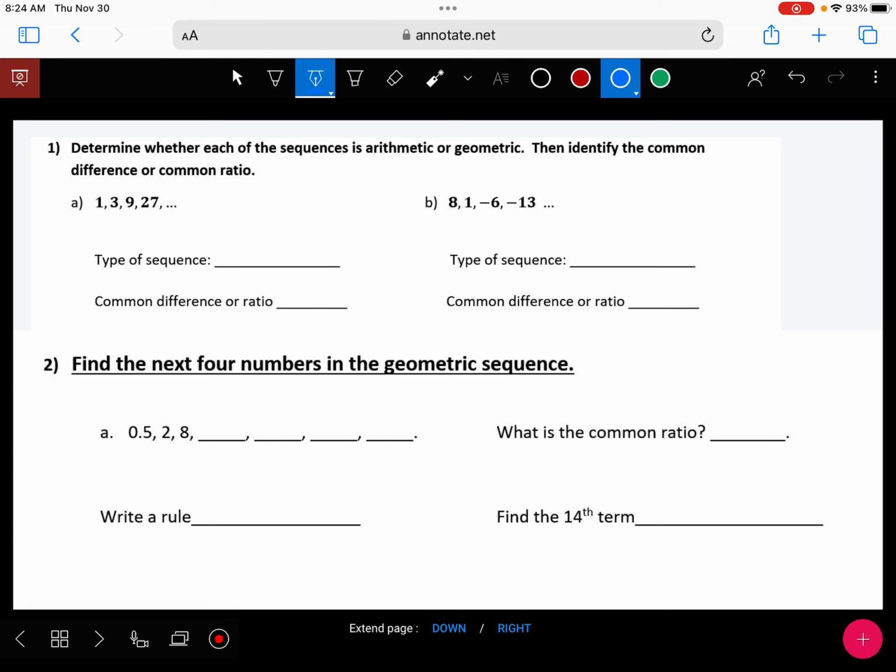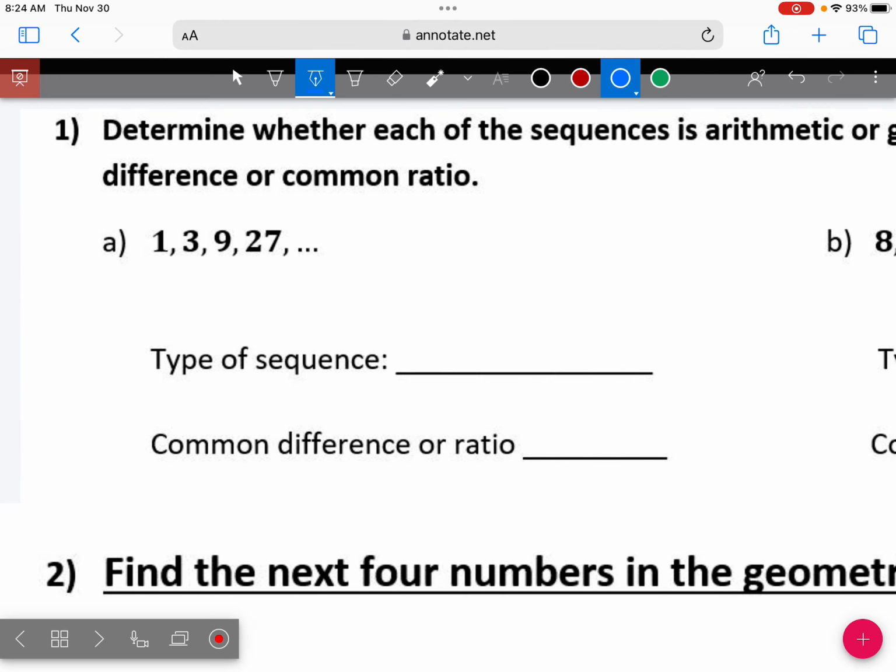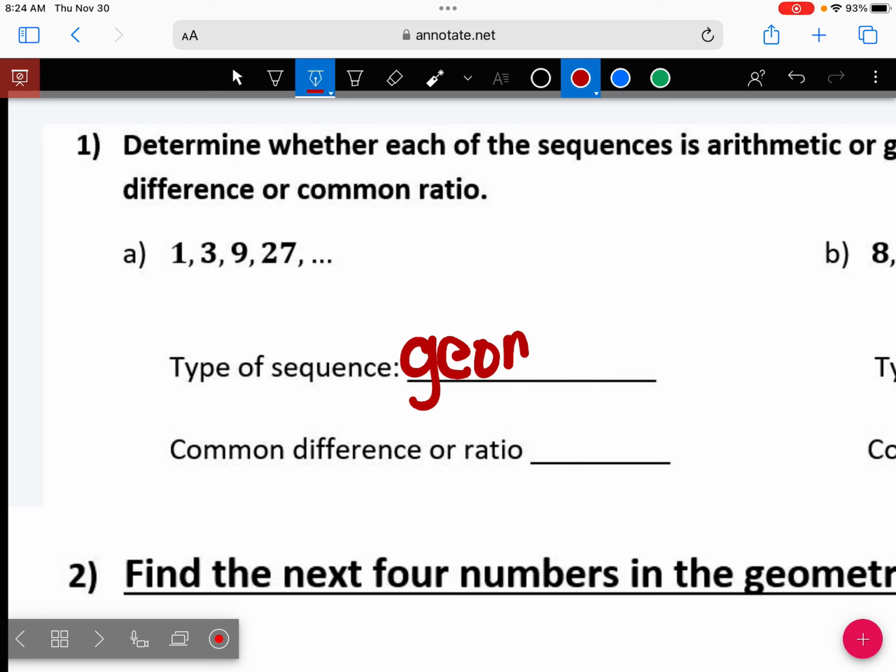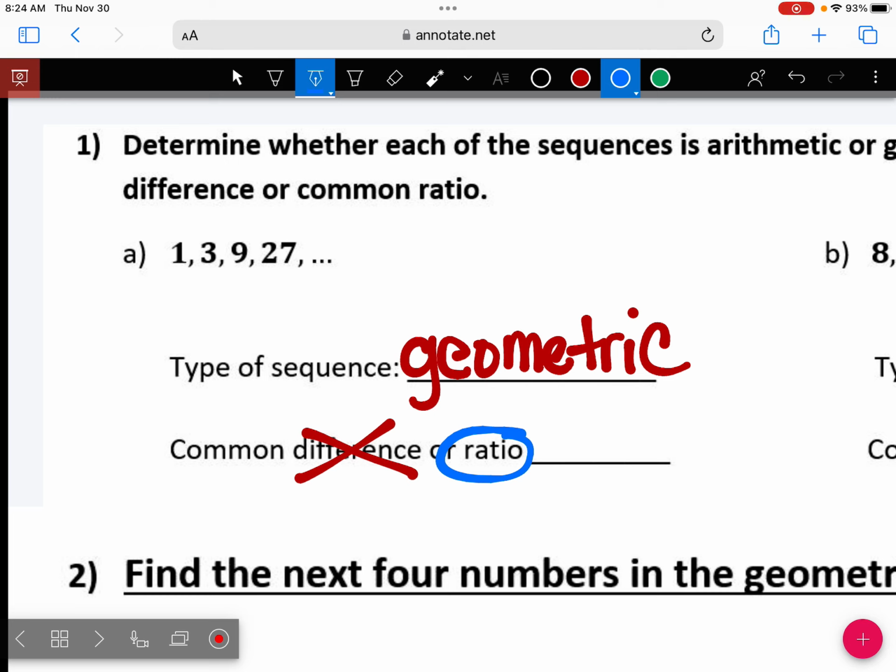So let's look at this first set of numbers. I went from 1 to 3, 3 to 9, 9 to 27. What kind of sequence do you think this is? Arithmetic or geometric? Geometric. And whenever it's geometric, we do not have a common difference. It has a common ratio. And the common ratio is what I'm multiplying by, and in this example, that would be a 3. So on the test or quiz, it will ask you, does it have a common difference or a common ratio? Common difference is arithmetic. Common ratio is geometric.